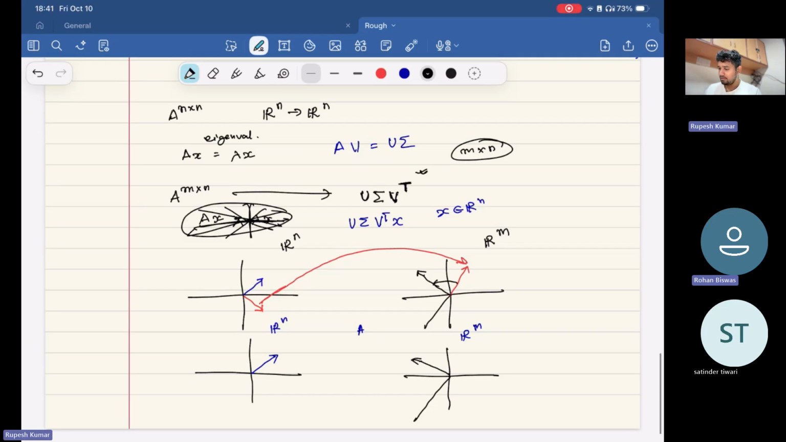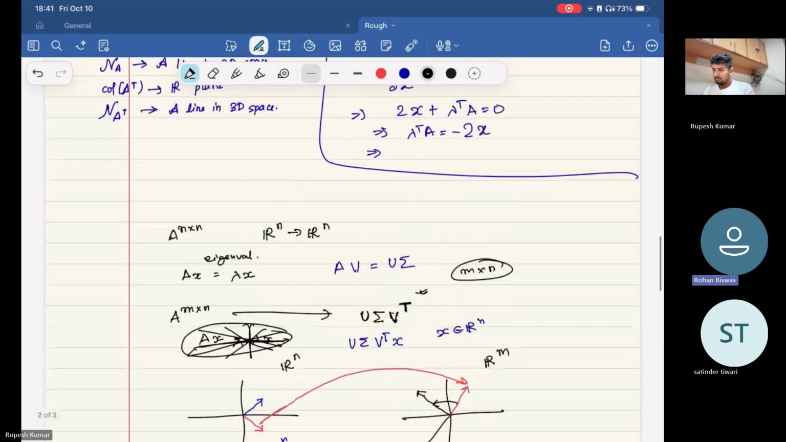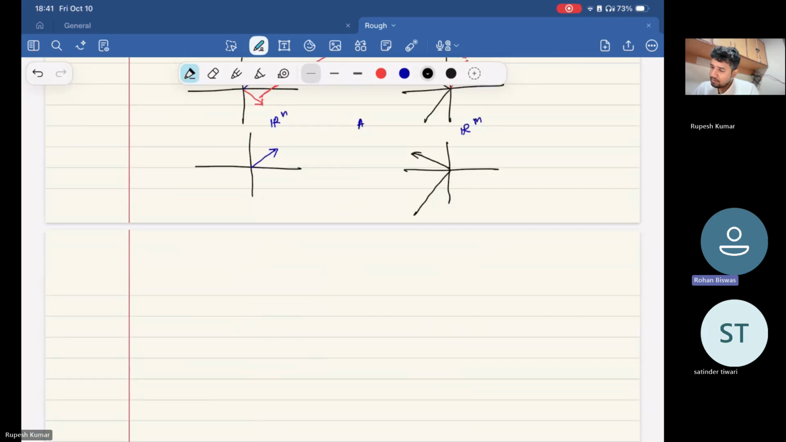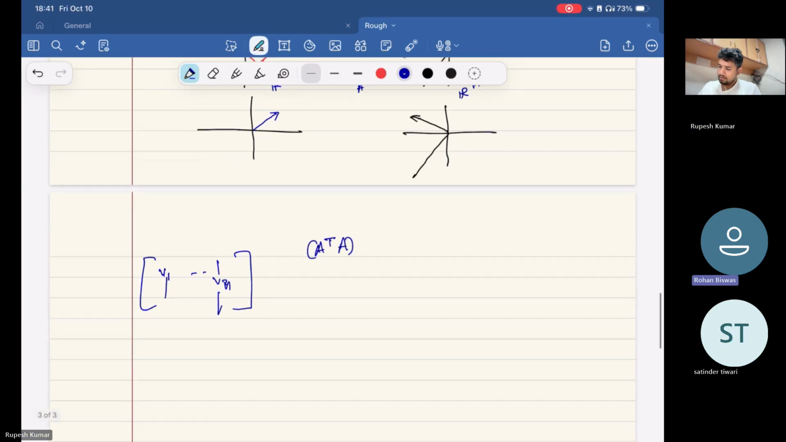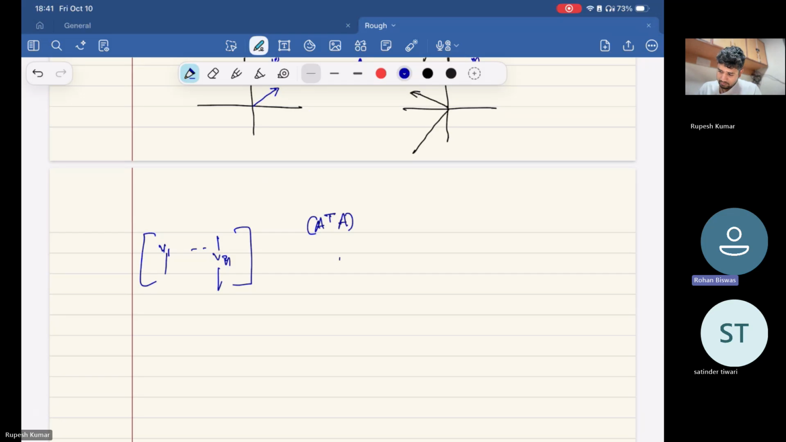So let's consider small v1 is an eigenvector of A transpose A, whereas small v1 is an element of capital V. Let's say small v1 is the first column of capital V. So small v1 is an eigenvector of A transpose A, right? Suppose I'm multiplying small v1 with capital A matrix in its SVD form. So it will be U sigma V transpose, where U is m cross n, sigma is n cross n, and this will be n cross 1.